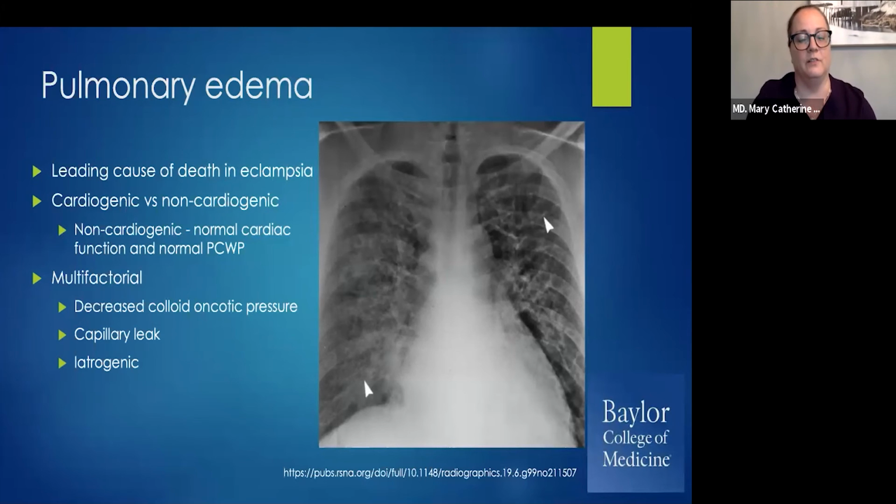Although classically we think of heart failure causing pulmonary edema in our patients, in preeclamptic patients it's typically non-cardiogenic pulmonary edema. And if you see something flashing through the screen, that is my cat.